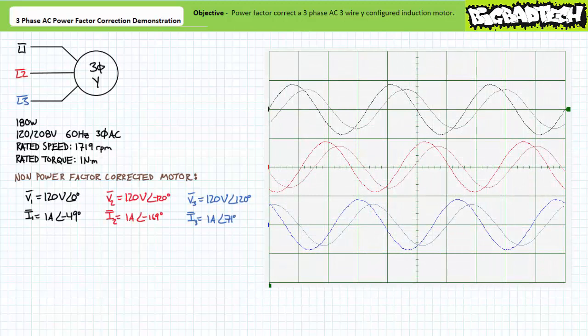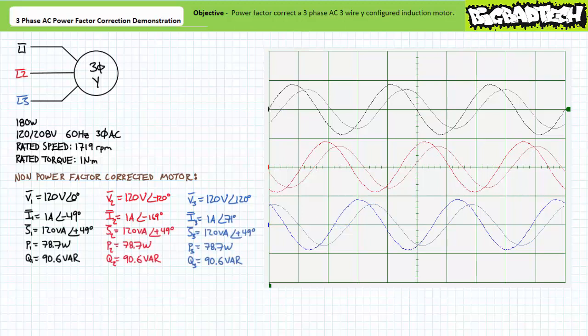While operating in the rated conditions, the voltage across each winding appears to be 120 volts, and the current through each winding appears to be roughly 1 amp. Load current appears to lag load voltage by a relative 49 degrees. An application of the AC power formula demonstrates that each winding is experiencing 120 volt amperes of apparent power, of which 78.7 watts is directed towards real power, and 90.6 VARs is directed towards a reactive interchange.